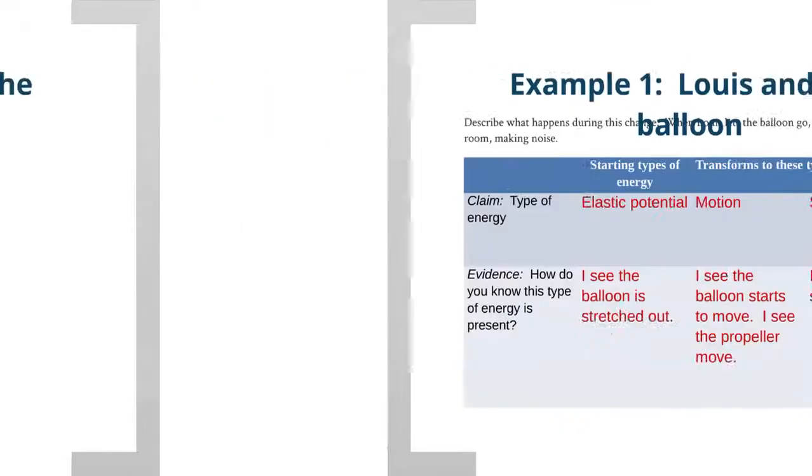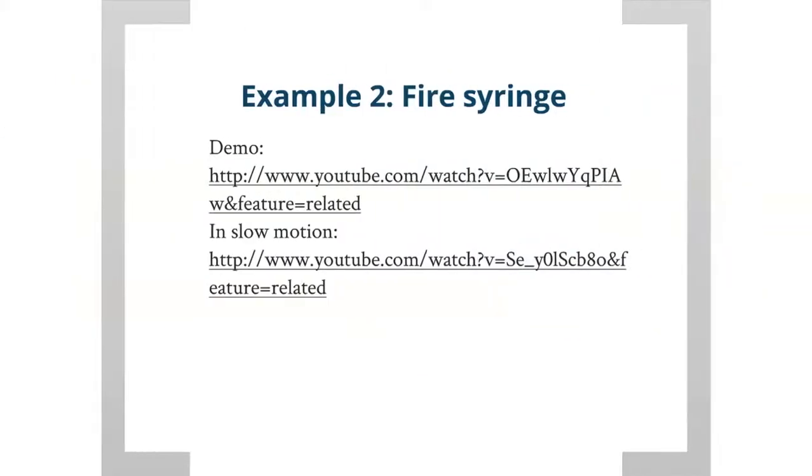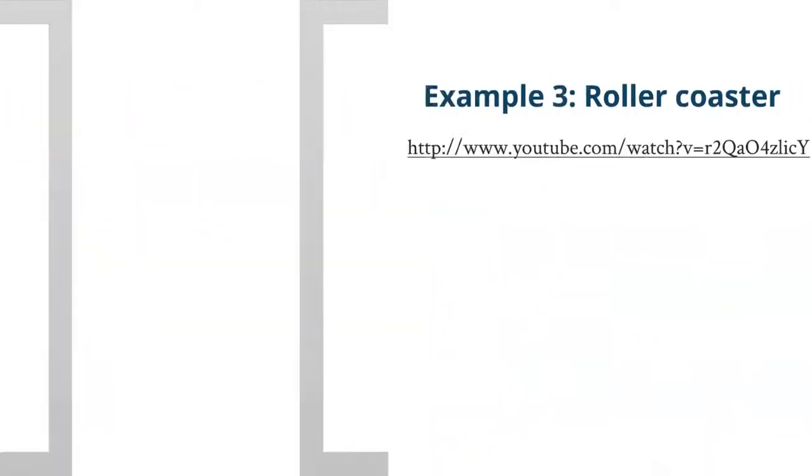And then we looked at some examples. Lewis in the balloon, he blows up a balloon. It's got a propeller on it. So you take elastic potential energy from the balloon and it turned into motion and this really awful squealing sound. And then we did the fire syringe, which you should look up on YouTube because it's pretty cool. It takes chemical potential energy and motion energy and turns it into thermal energy and light energy. So you see something light on fire, so that's pretty fun.